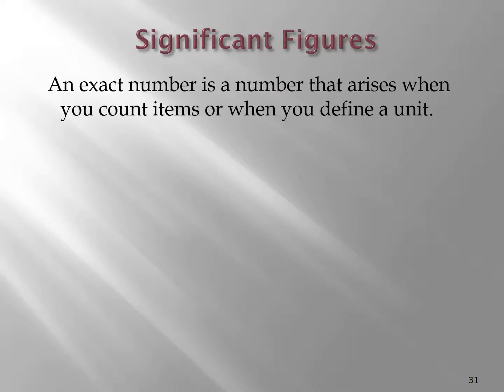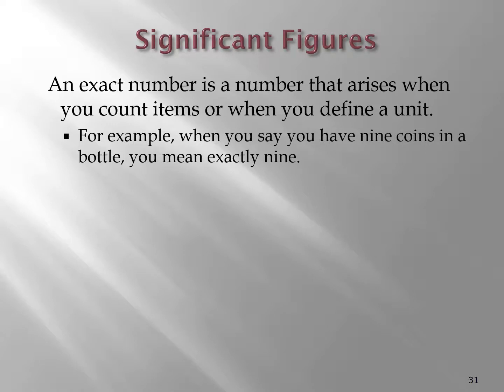Now, if you have an exact number, for example, there are 12 eggs in a dozen. Well, 12 really has an infinite number of significant figures because it's 12.00000. It's just an exact number. So if you define a unit or if you count items, you don't worry about the significant figures involved with that. So if you have 9 coins in a bottle, you mean exactly 9. It has an infinite number of significant figures. You don't have to round to 1 significant figure if you're multiplying by that 9.